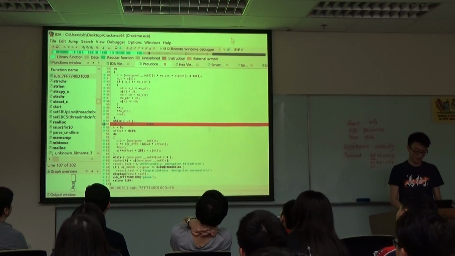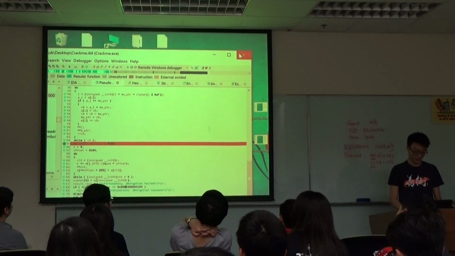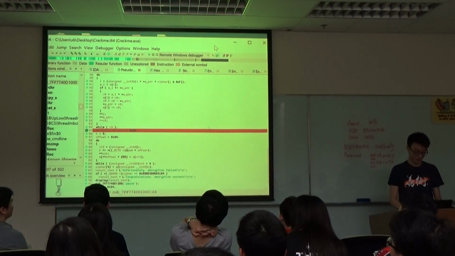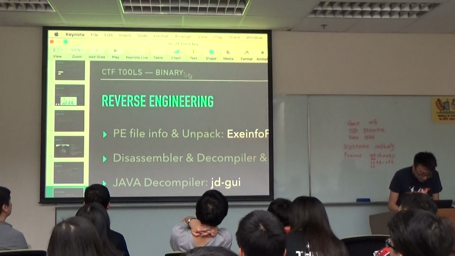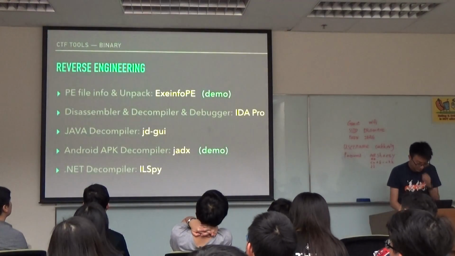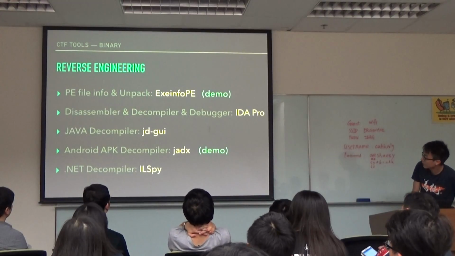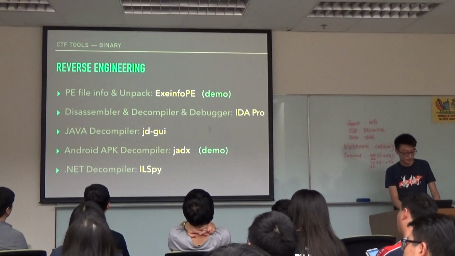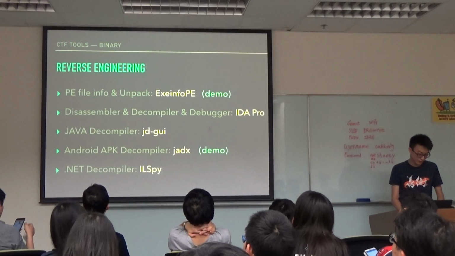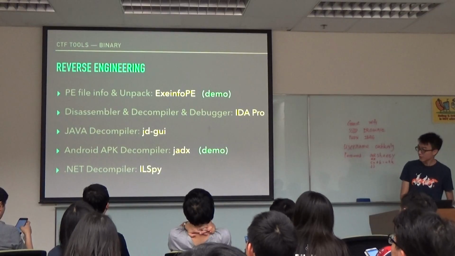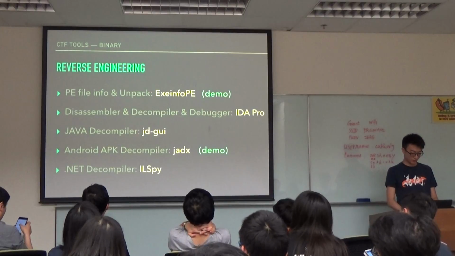I will not go further into the analysis of this puzzle. I will just show you the basic usage of IDA. Okay. The following tools are for different languages. For example, JD-GUI is for Java, a Java decompiler, and JADX is the Android APK decompiler. I'll show a quick demo here.